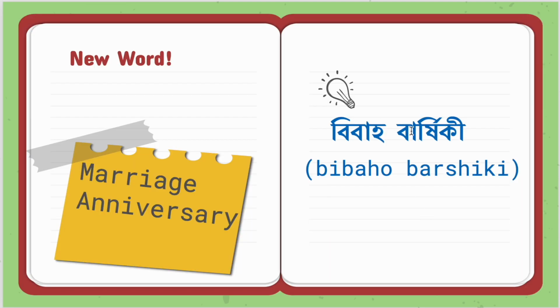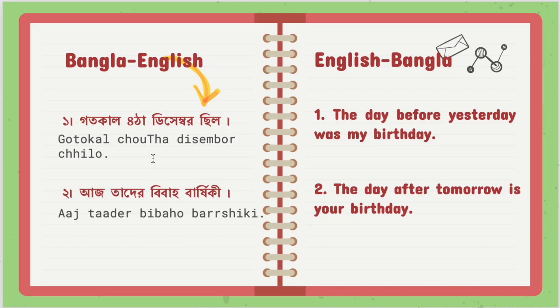Another new word, bibaho barshiki. Okay, so that means marriage anniversary. So the last 2 sentences for you. Gotokal 4 December chilo. You will have to translate this Bangla sentence into English. Now, aaj tader bibaho barshiki. You need to translate this sentence into Bangla. If you can't remember what tader means, just go back, watch some previous lessons. I have taught what tader means.